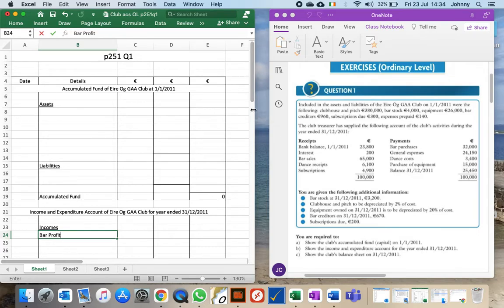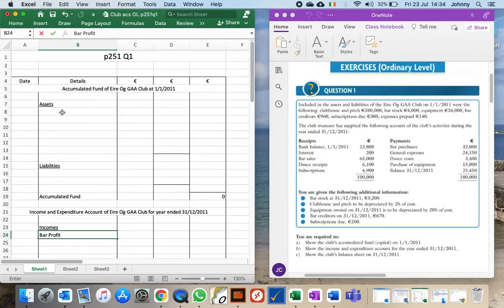So start off with, where do we get the information from for the opening accumulated fund? So we start at the beginning of the question, the top part of the question here. That's the information for the opening accumulated fund. The only extra thing that has to go in there is we need to put in a bank balance figure. Okay, so these are the assets and liabilities at the beginning.